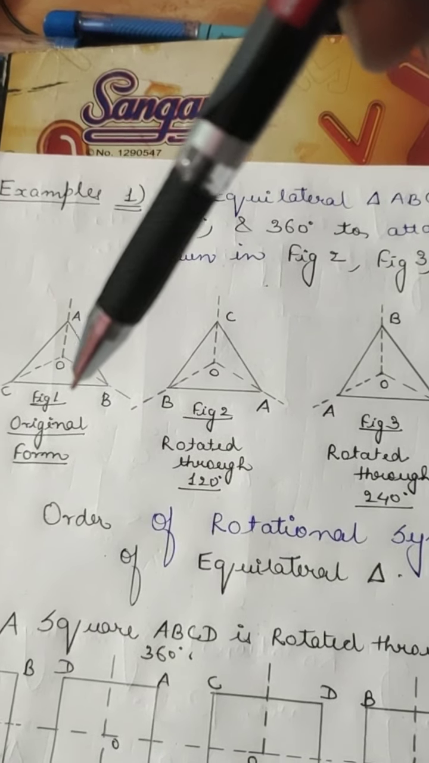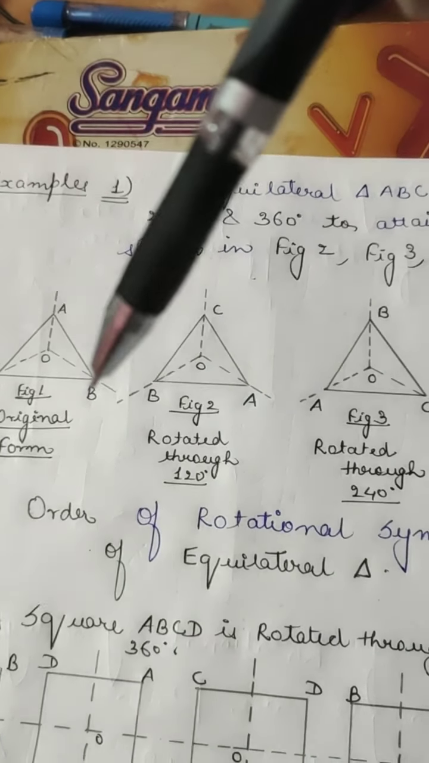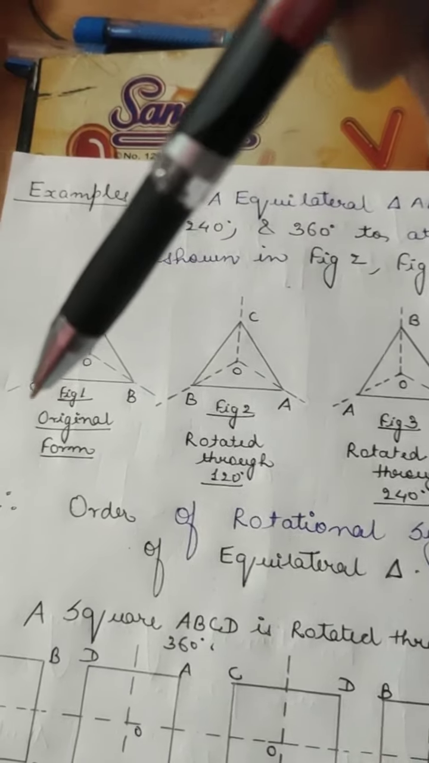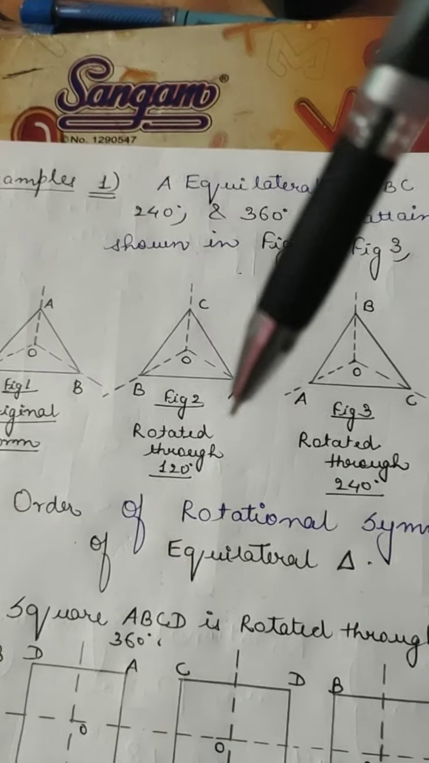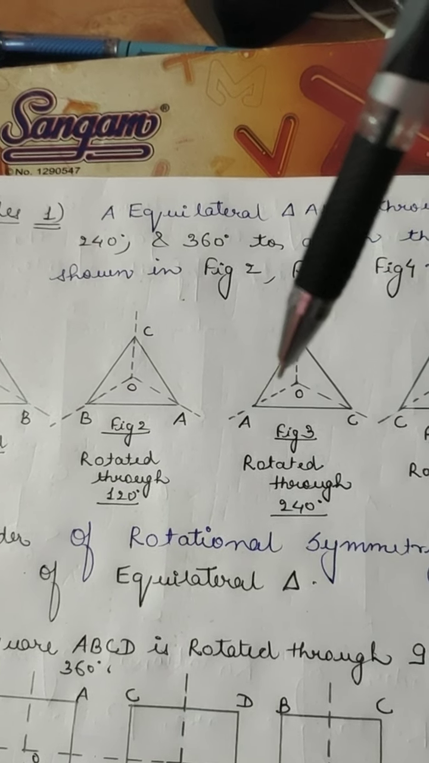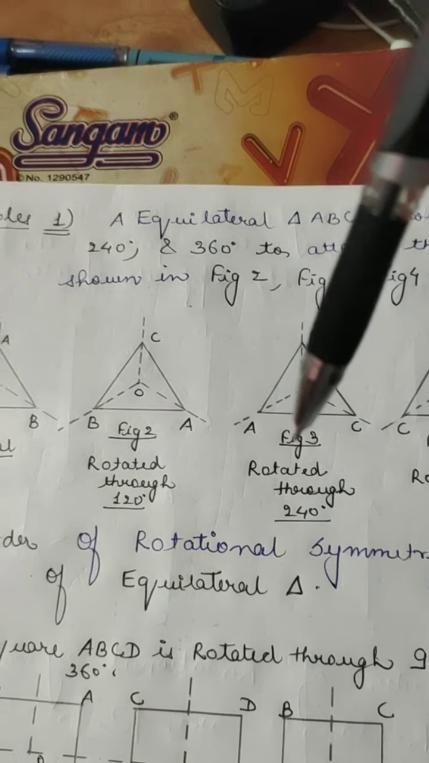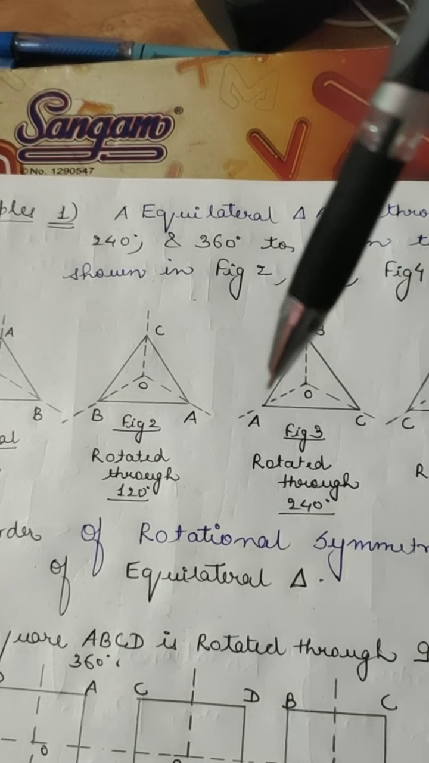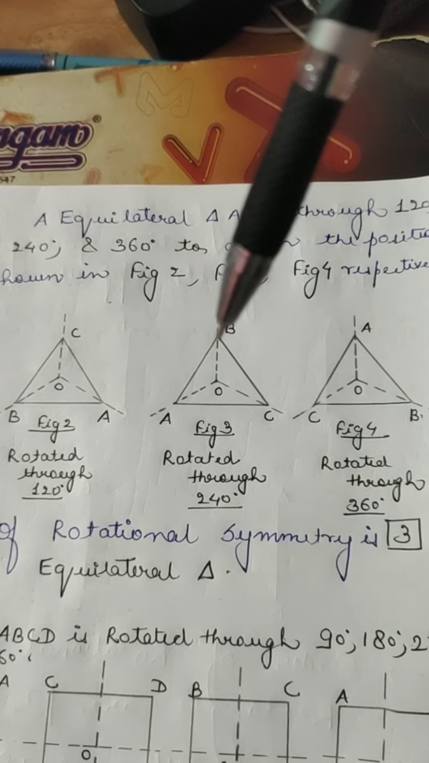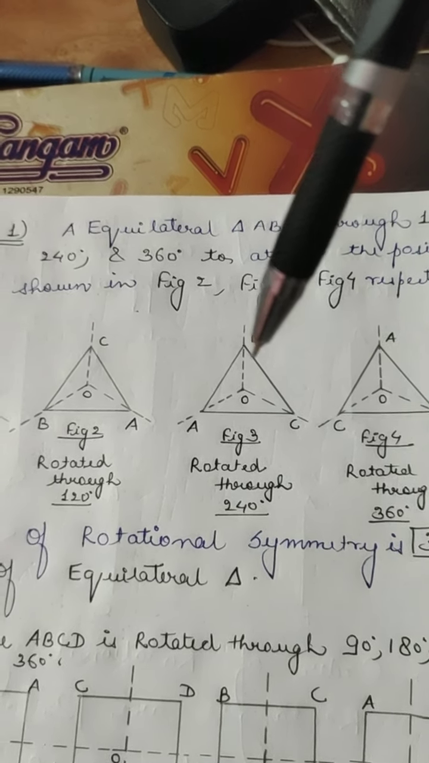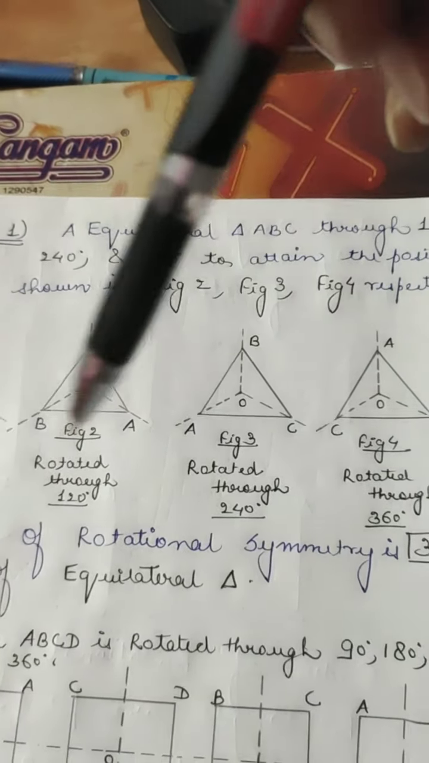We have rotated this. This is the original form. Here from the first figure to the second figure we have made a rotation of 120 degrees. Therefore the C point will reach here, A point will reach here and B point will reach here. After that we have again rotated the figure. That means from figure 2 to figure 3 we have made a rotation of how many degrees? 120 degrees. Then C point will come here, B point will be here and A point will be here.